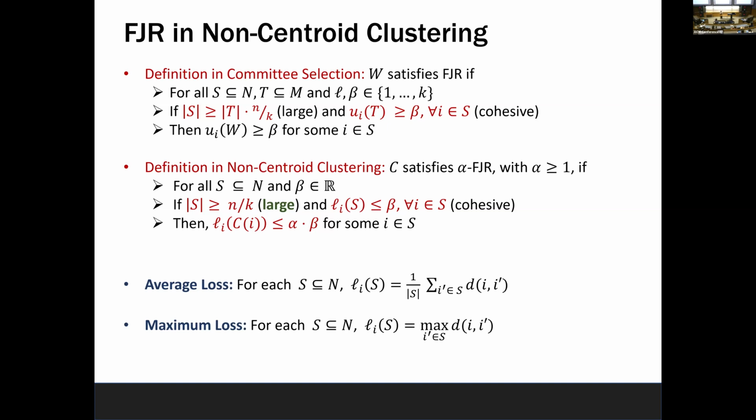And so we use this idea for defining FJR for non-centroid clustering. Similar to the core, there is a subset of individuals that has size at least n over k, eligible to deviate to their own cluster. If all of them have loss less than beta if they create their own cluster, then the current solution satisfies FJR if at least one of them has a loss no larger than beta for the cluster that they currently belong to. And again, here we have an approximation with respect to this fairness notion. And again, we consider the two different loss functions, the average loss and the maximum loss.